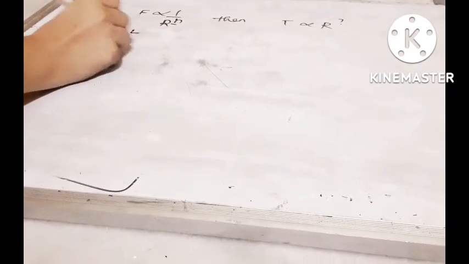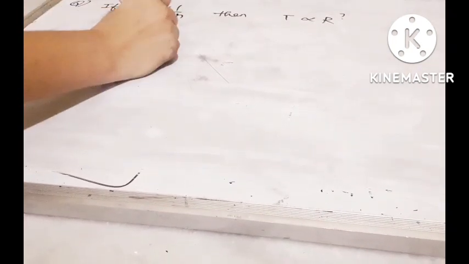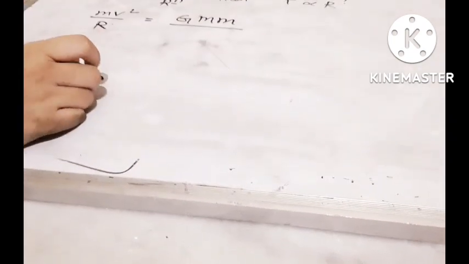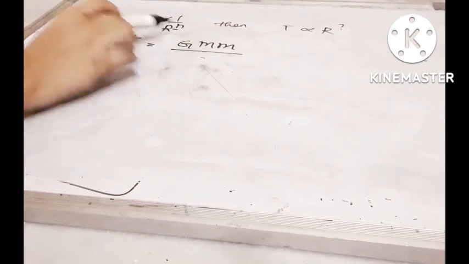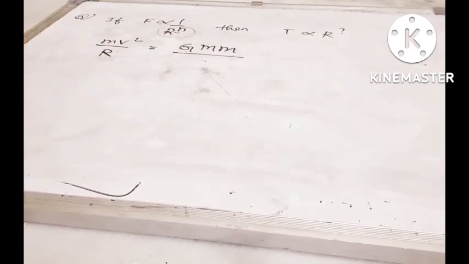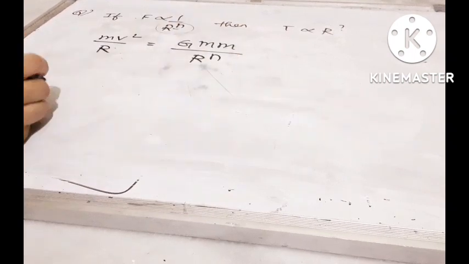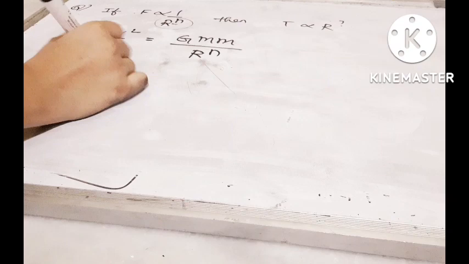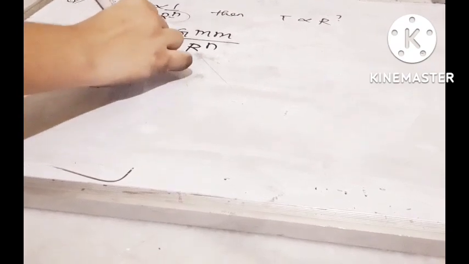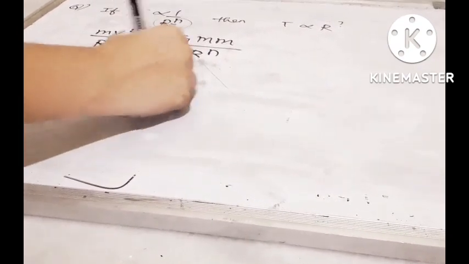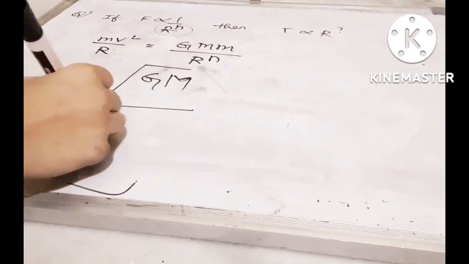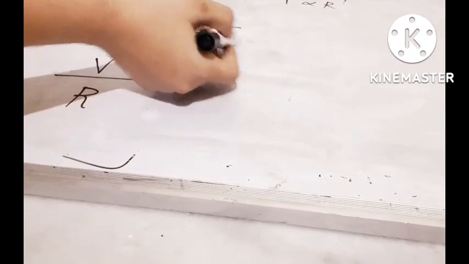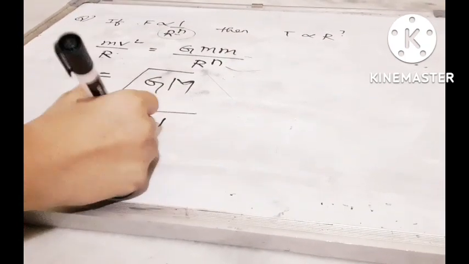Similarly, mv square upon r, centripetal force, is equal to gravitational force. But here what you need to remember is, instead of r square you need to write r to the power n, because it is given in the question. So again you will find an equation for velocity. For velocity it will come as v is equal to under root GM upon r to the power n, so r to the power n minus 1 by 2.